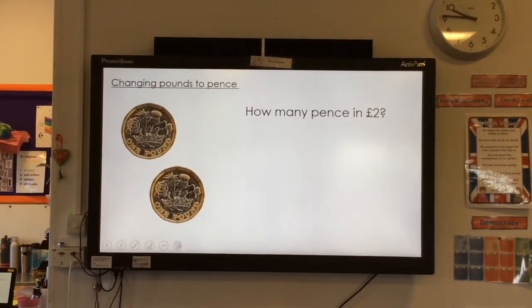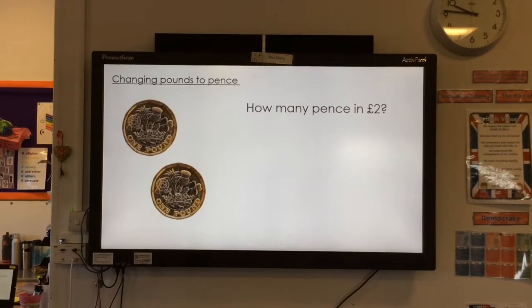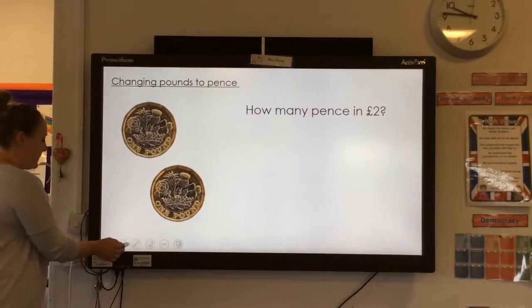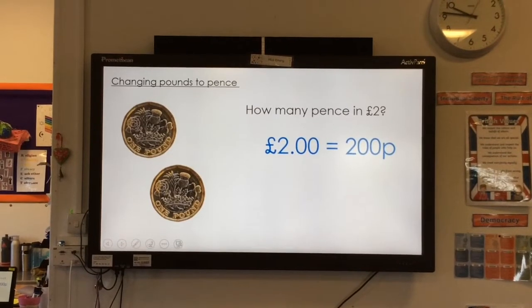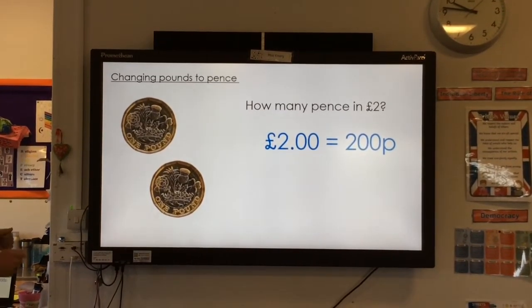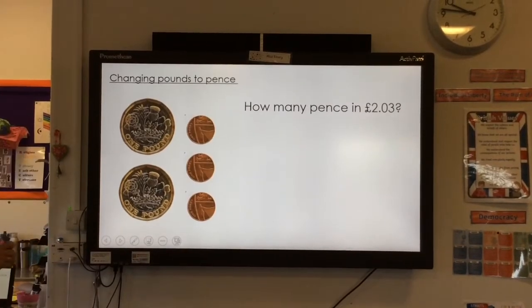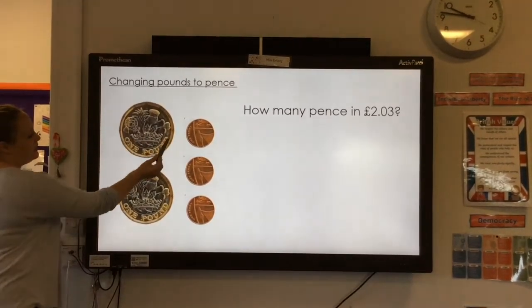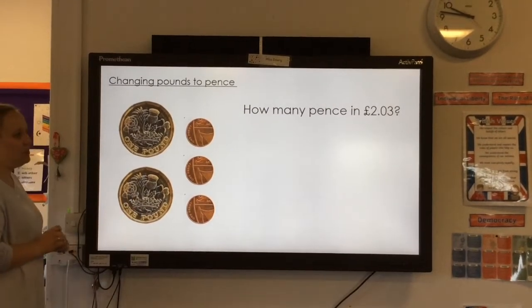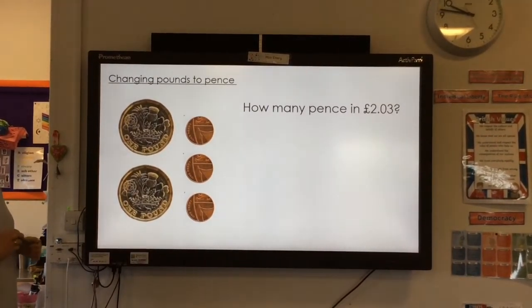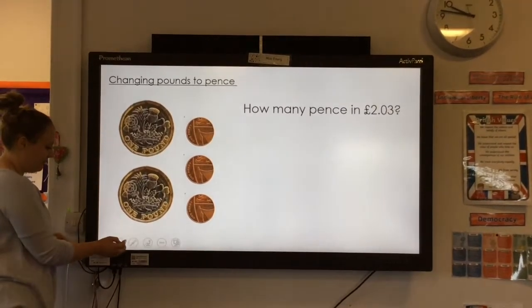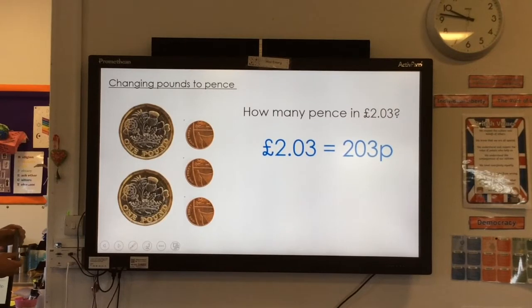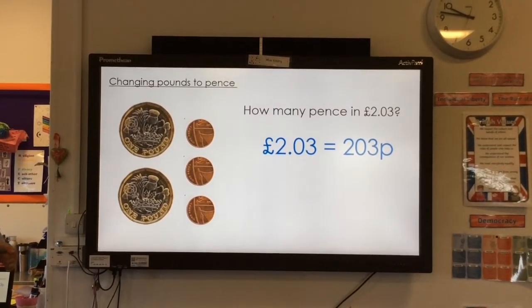So, if you've got £2, how many pence have you got? Think back to how many you had for £1. See if you can work it out. If you have £2, you have 200 pence. How many pence then in £2 and 3p? Think about how many pence were in each of these. How many pence have you got if you've got £2 and 3p? If you've got £2 and 3 pence, you've got 203p.